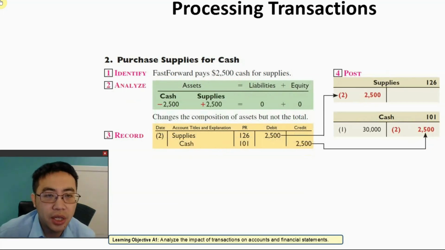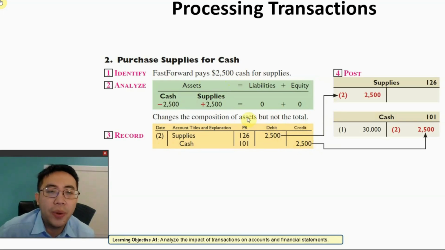The second transaction here is identified as the company pays $2,500 cash for supplies. If you analyze in this accounting equation, cash got reduced, supplies increase, and there's nothing changed to liabilities and equity. Then you record the transaction in the journal, and you will see supplies got a debit and the cash got a credit. Supplies increase as assets and the cash decreases as assets. So that's why they are recorded in these positions.